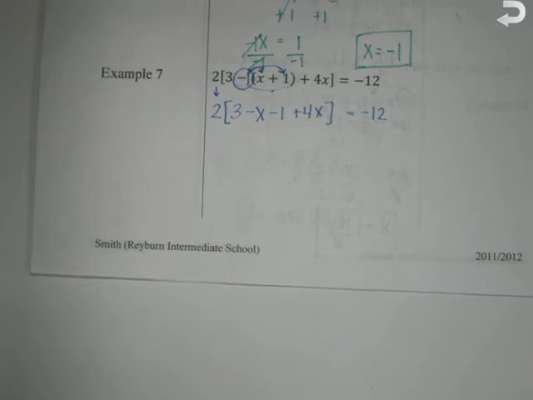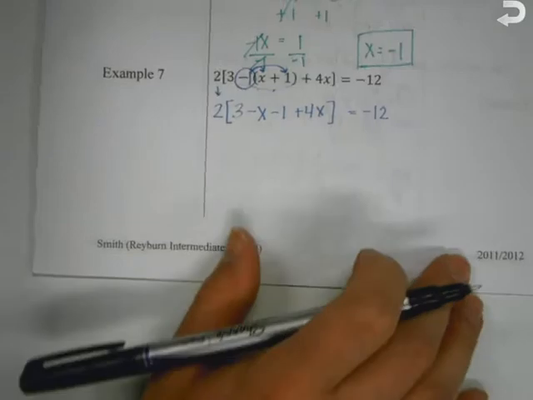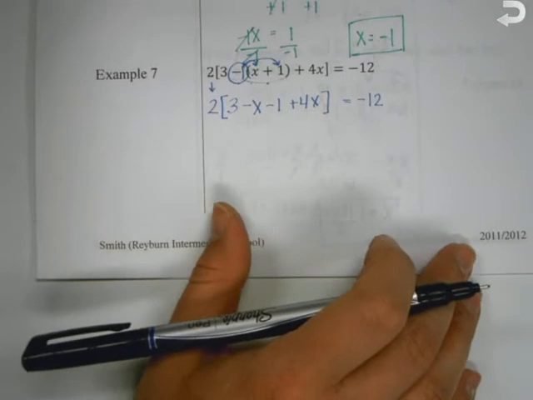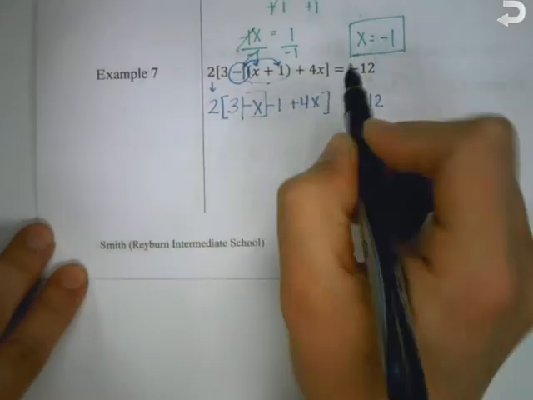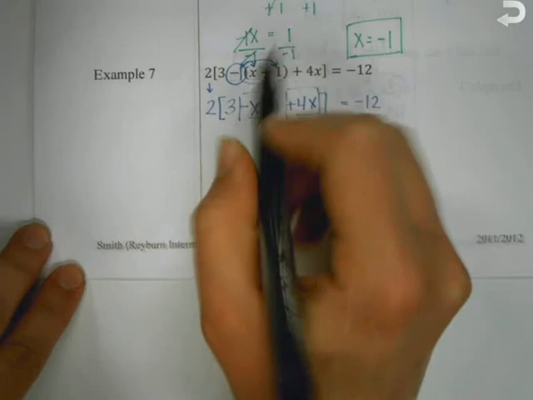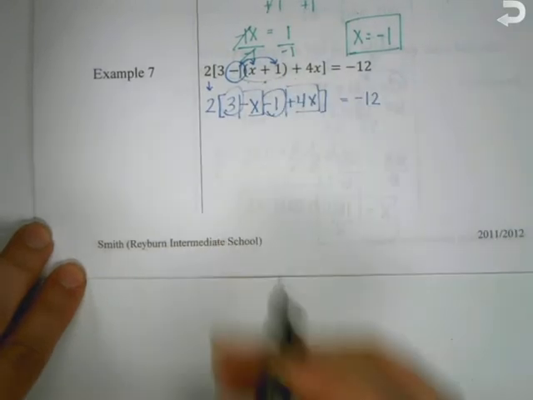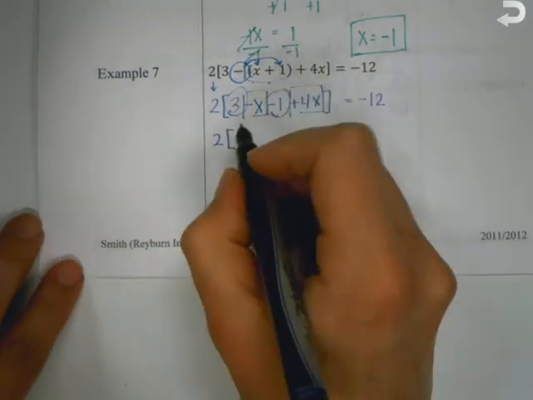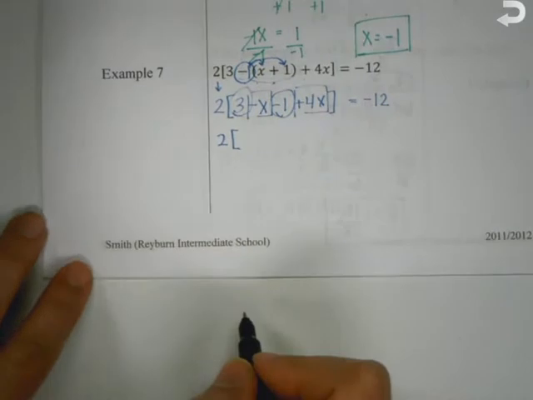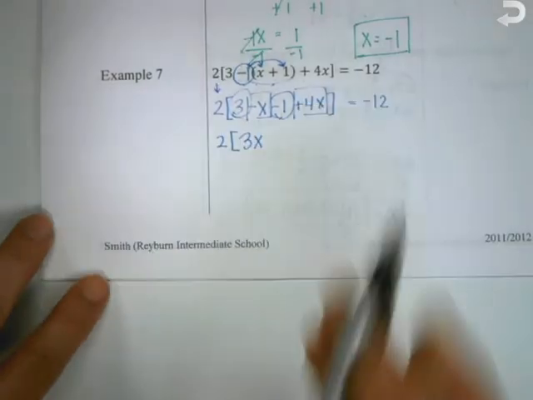Okay. Can I distribute the 2 yet? I could if I really wanted to. It's going to be a lot easier if I combine like terms first. So in those brackets, where can I combine like terms? Negative x and positive 4x and 3 and negative 1. So this is going to give me 2 times. What's negative x plus 4x? 3x. And 3 minus 1? Positive 2. Equals negative 12.